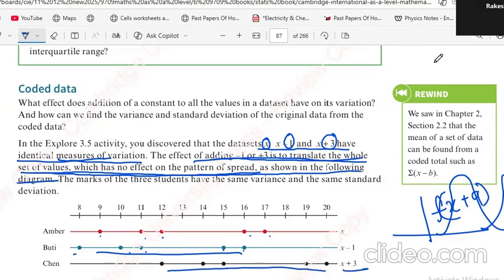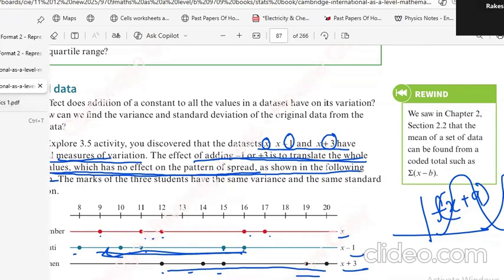This is x plus 3, the values have shifted by 3. It will go back if it's -1. This is the data, it will move around, but the spread won't change. So the standard deviation won't change, the variance won't change. So that is what he's saying in this formula.